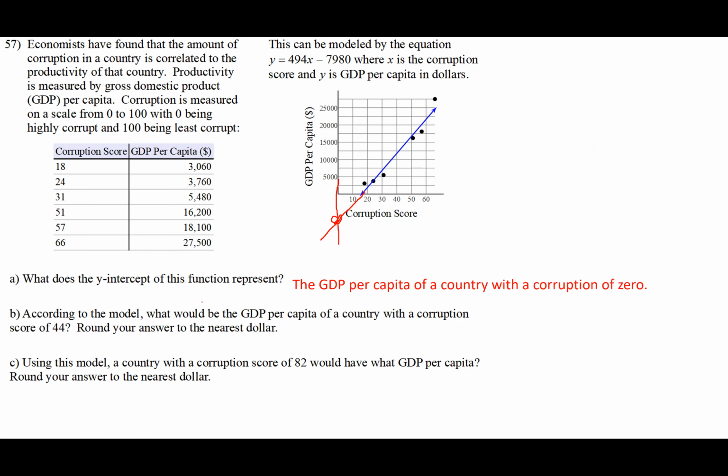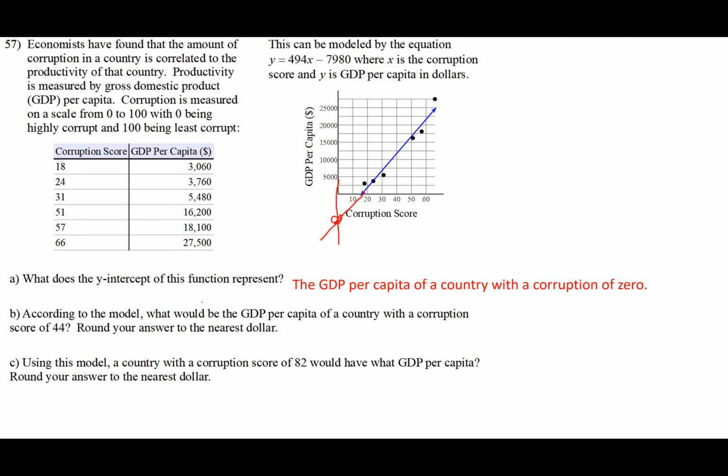A corruption score of 0. Okay, now looking at question B. According to the model, what will be the GDP per capita of a country with a corruption score of 44? Round your answer to the nearest dollar.